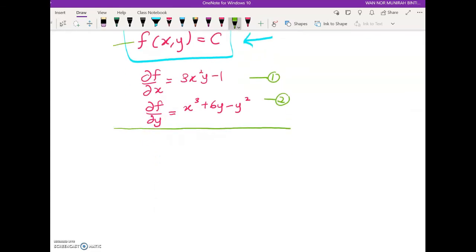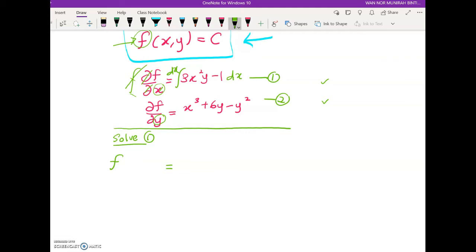We know that the solution is f, but we are given both equation 1 and equation 2 in the form of derivative. So in order to get only f, what we need to do is choose either equation 1 or equation 2 and integrate the equation with respect to either x or y. So let's say I want to solve for equation 1. What I need to do is integrate both sides of the equation with respect to x, so that we have only f on our left.